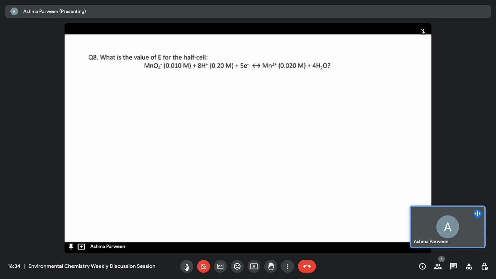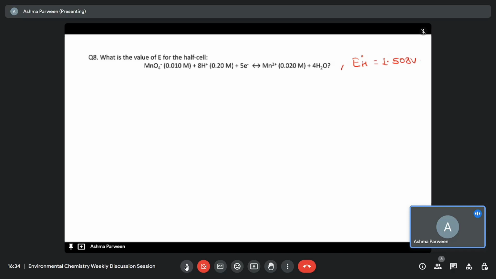So the question is, what is the value of E for the half reaction? The half reaction and along with its concentration is given, and we have to find out what will be the reduction potential at the given standard condition and concentration. So the standard reduction potential is 1.508 volts. So this is the standard reduction potential. So we have to find out the reduction potential at given concentration of the species.